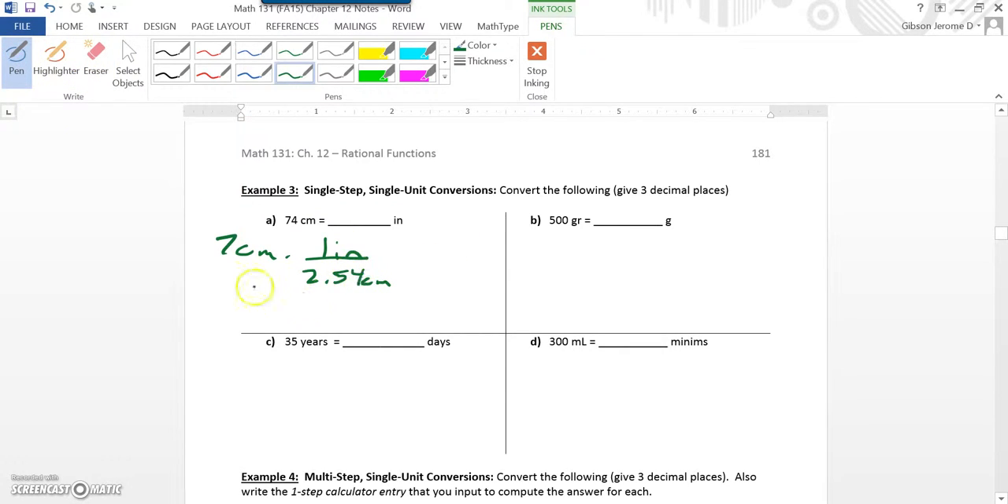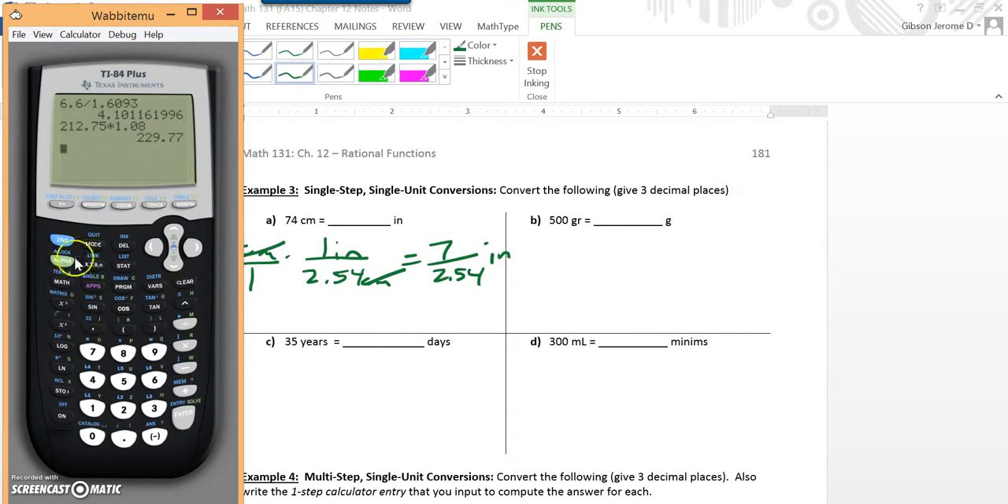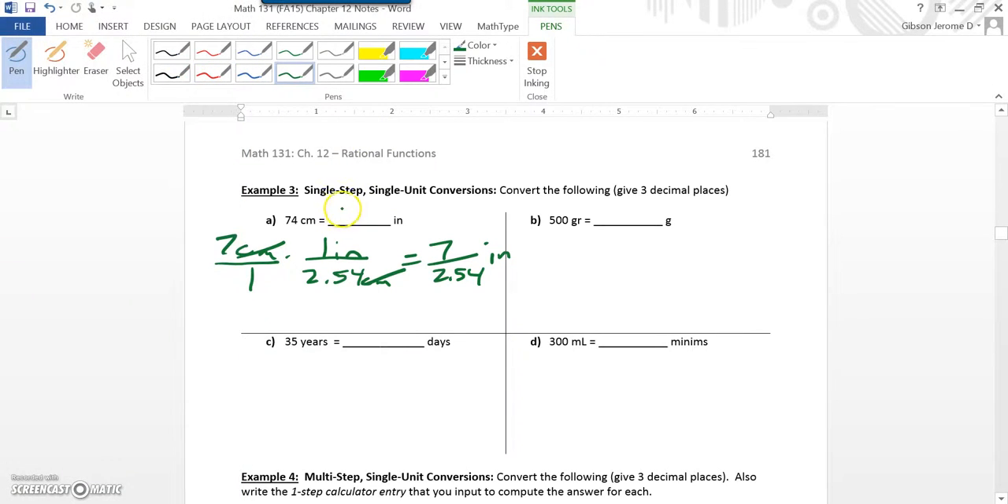Okay, so now we'll put this over 1. Centimeter will simplify out with centimeter. So we have 7 over 2.54. And we know this is inches. So we would take our calculator. And they asked us to round to 3 decimal places here. So we'll take 7 divided by 2.54. And that will give us 2.756. So our answer here will be 2.756. That's our answer for A.